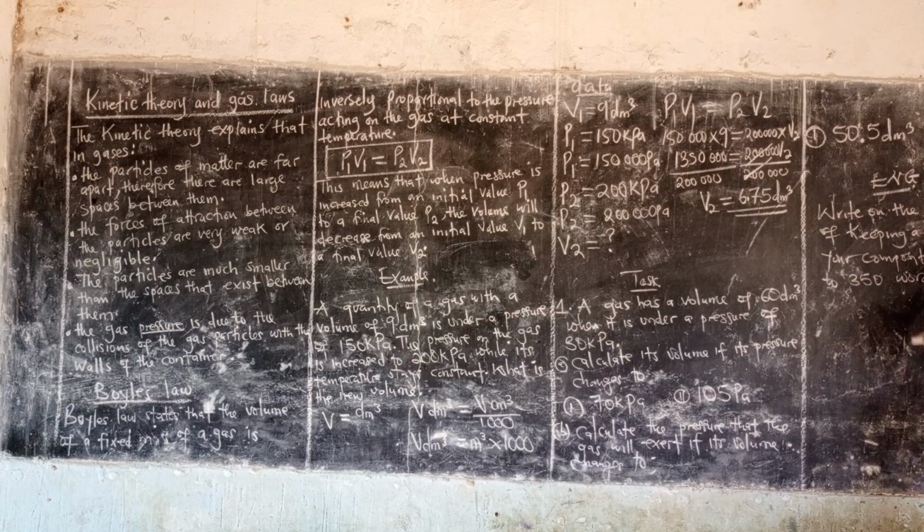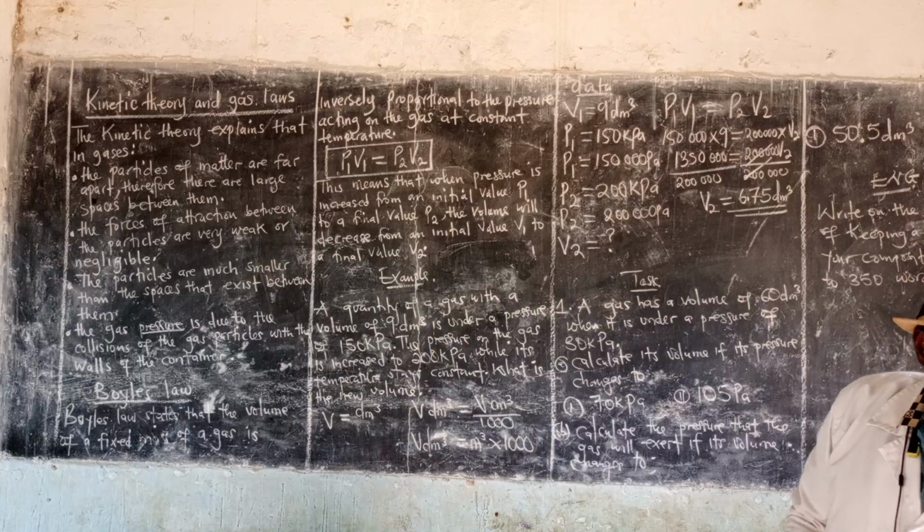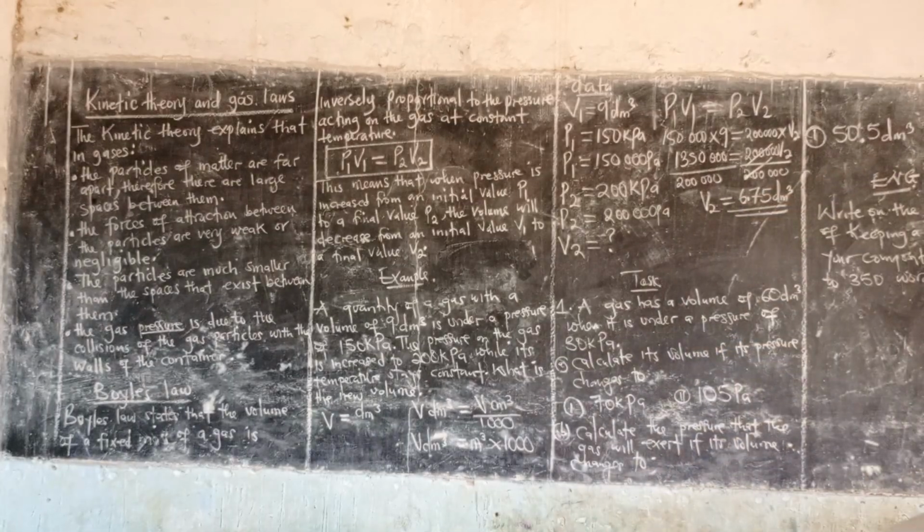Write all the advantages or disadvantages of keeping a dog or dogs at home. Your composition must be between 250 to 350 words.